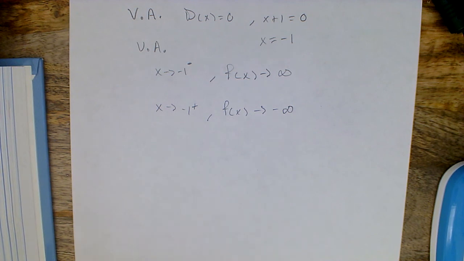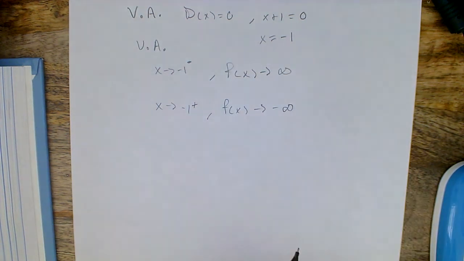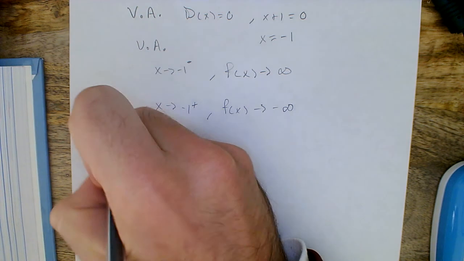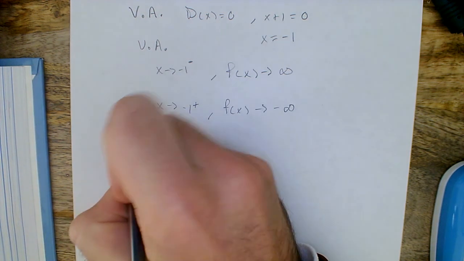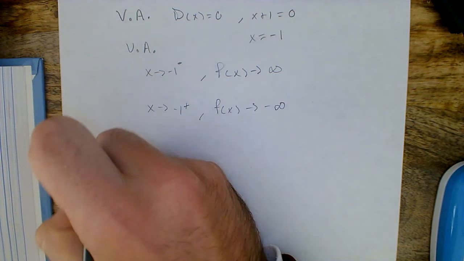So now we've identified that x equals negative 1 is a vertical asymptote. Now let's find the horizontal asymptote. So we need to look at x going to infinity. What does f of x do?